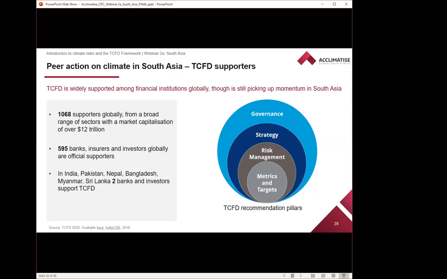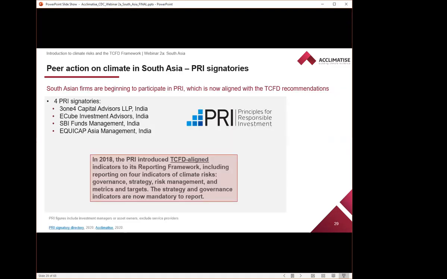Can you move to the next one, please? And I think just bearing that theme in mind, that of this peer action, we just identify one. There are a whole host of initiatives that have developed. This is one, the Principles for Responsible Investment. There are 4 signatories within India. All these initiatives all have one common thread. They all align to the TCFD process.